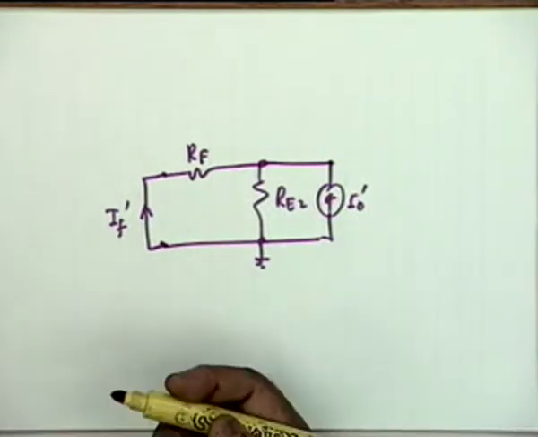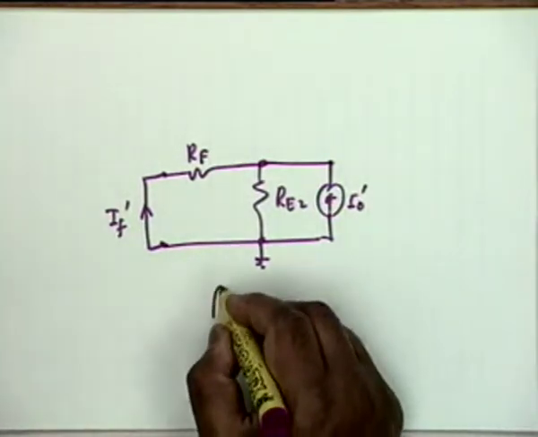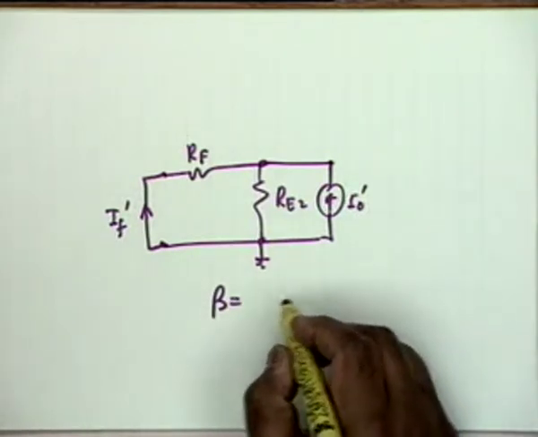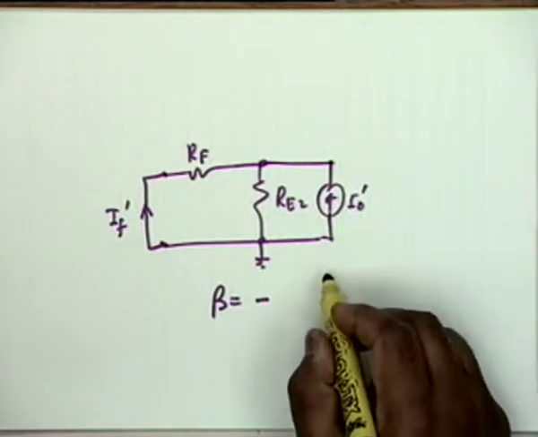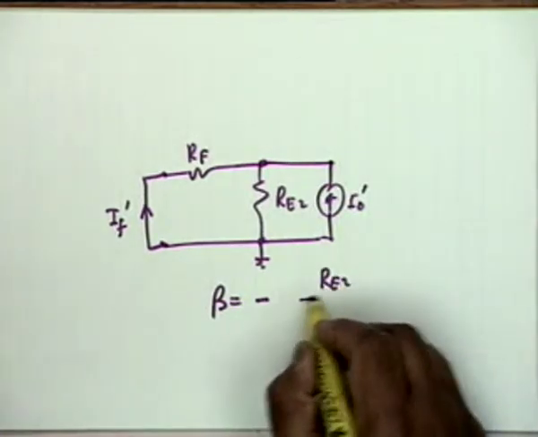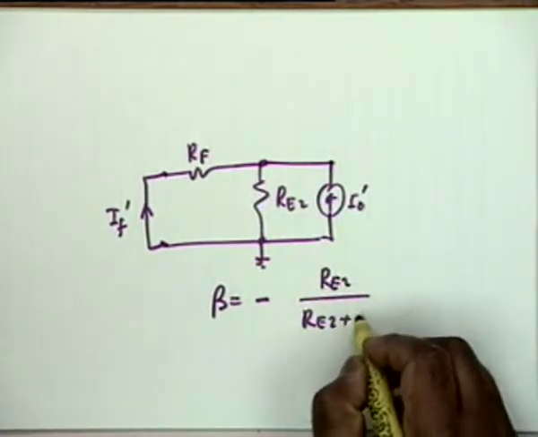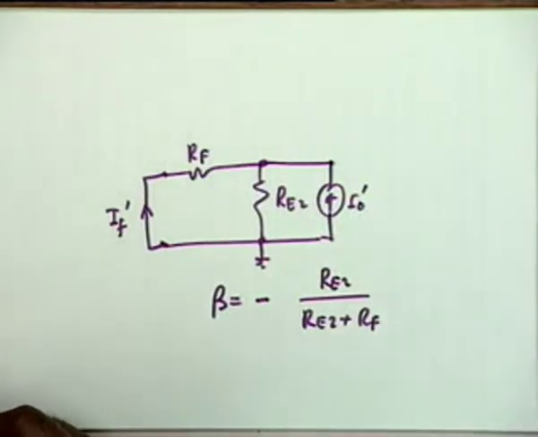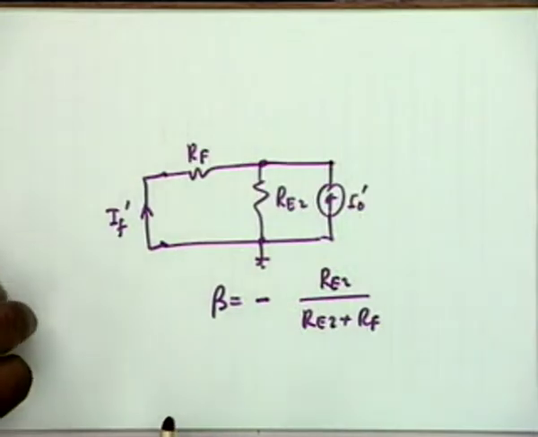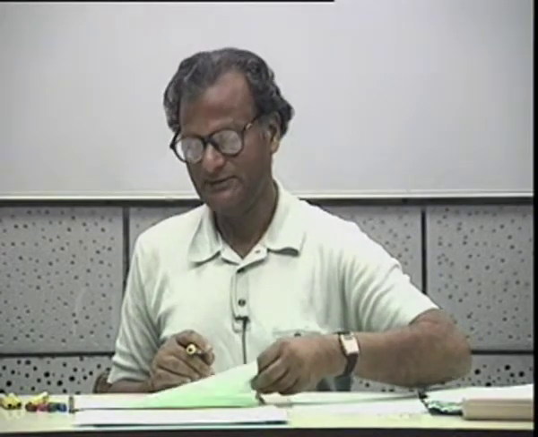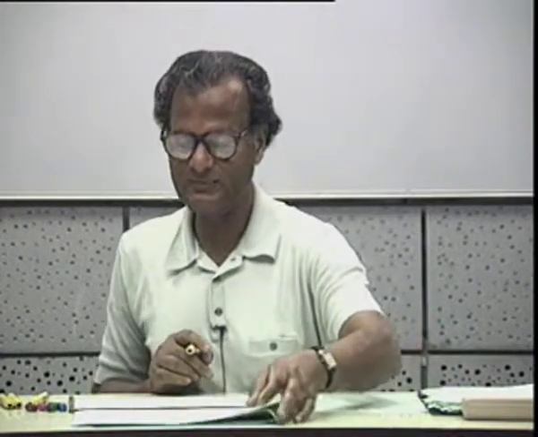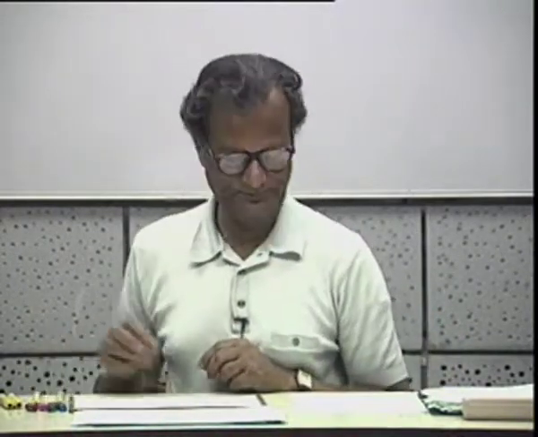Obviously, is it negative or positive? What is beta? Negative. And how much is this? Re2 divided by Re2 plus Rf. Once you find this A and beta, everything else fits into place. On Thursday, we shall work out some examples of feedback amplifiers.